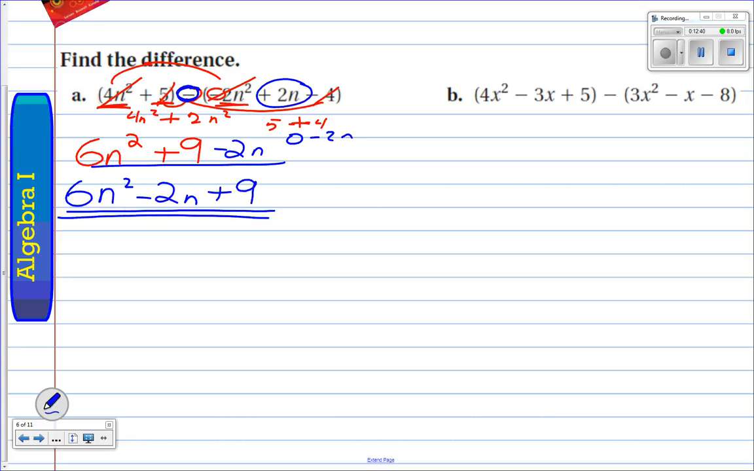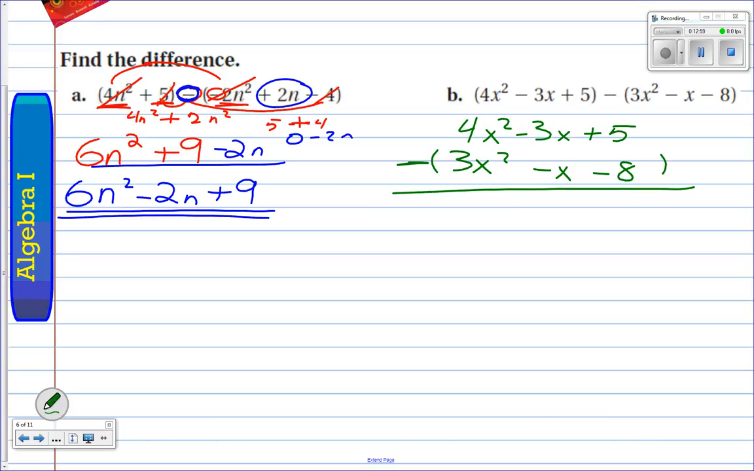Okay, you can use the vertical method if you want to as well. I would copy down the first one, 4x squared minus 3x plus 5. I'm going to put a minus out here, and I'm going to write the second one in parentheses. I think that helps keep track of the double negatives when they happen. 3x squared minus x minus 8. Those line up pretty nicely.